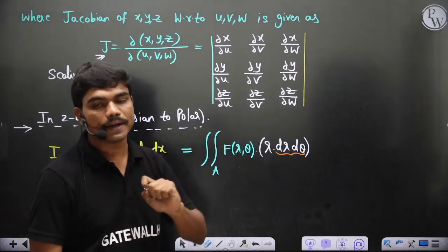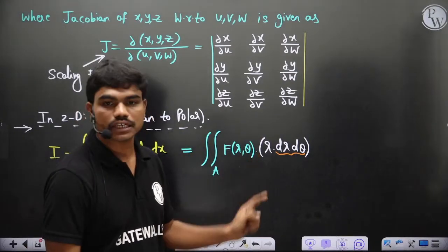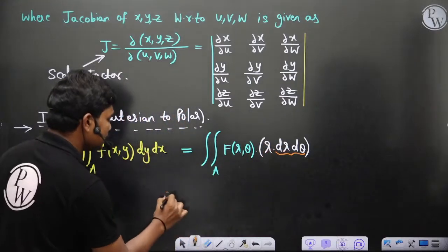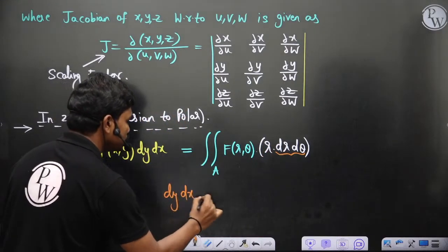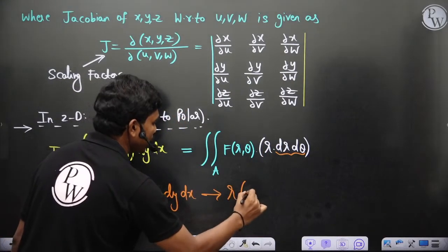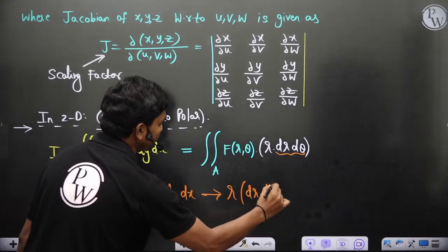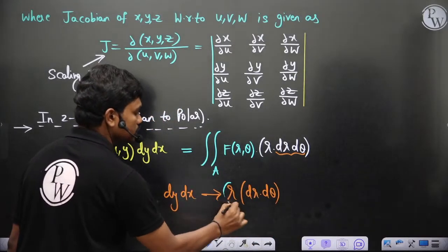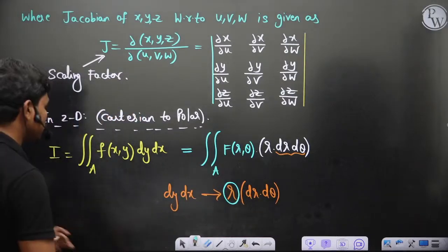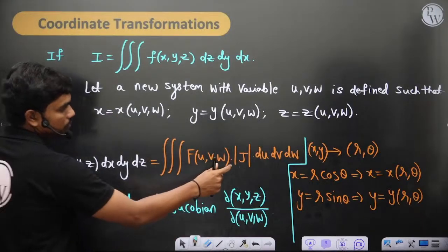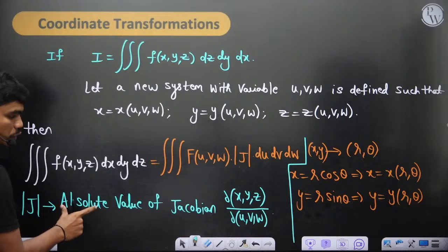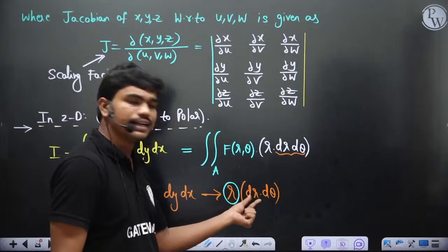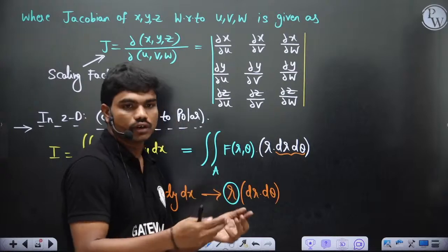This r is exactly the result of the Jacobian, and this r is a scaling factor. When you convert this dy dx to polar, it turns out to be r times dr d theta. So this r is the multiplication factor, and this value is always positive, of course. That's why in the general transformation I have put a modulus: this is the absolute value of the Jacobian. R is the radius, which is always positive.